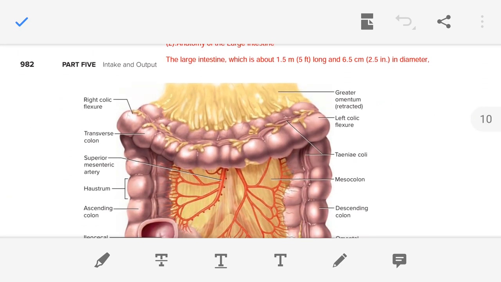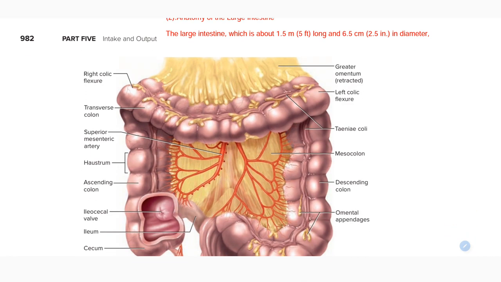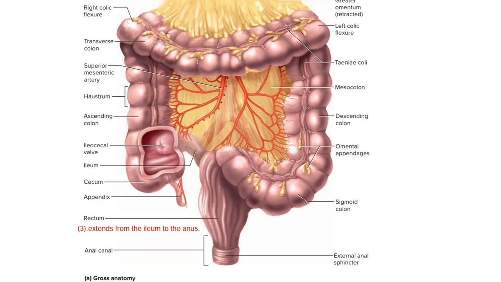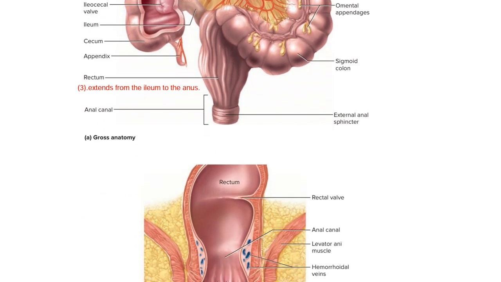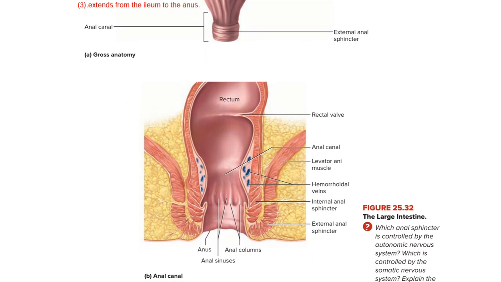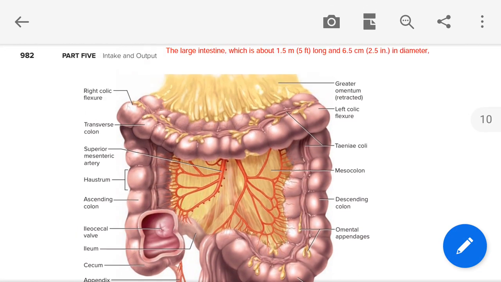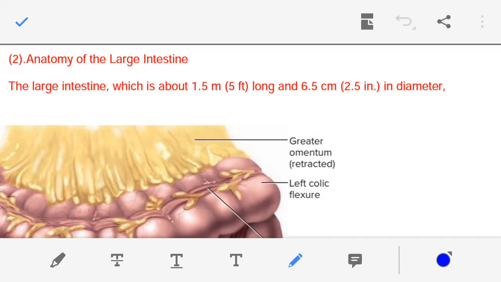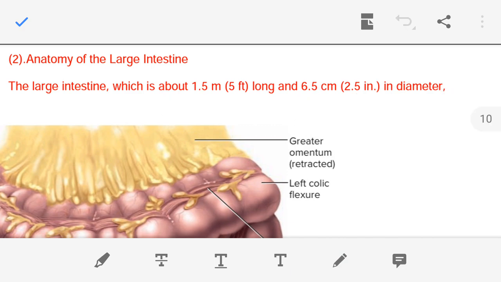Now the second point, and I am showing you this figure. The entire large intestine is shown, all the parts. The second point is regarding the measurement of the large intestine. The length of the large intestine is 1.5 meter, that is 5 feet long, and the diameter of the large intestine is 6.5 centimeter, that is 2.5 inch.